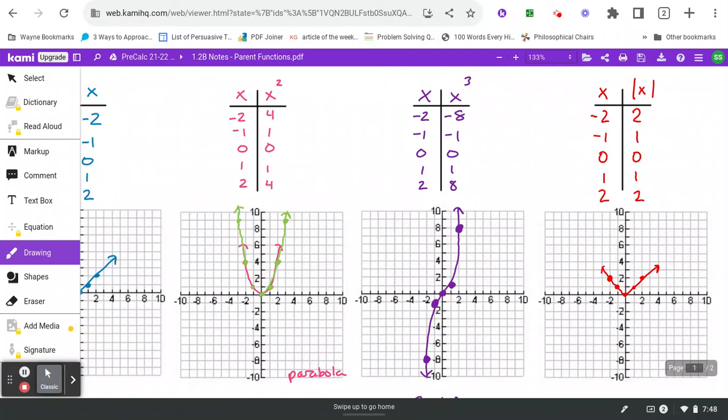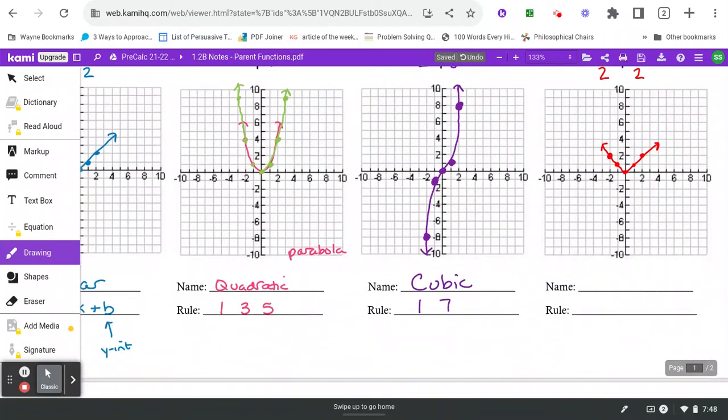And this one's going to make a V shape. So the name of this is absolute value. And the rule I remember here, this is just a V shape. And it just follows the rule 1, 1, 1. Up 1 over 1, up 1 over 1, etc.